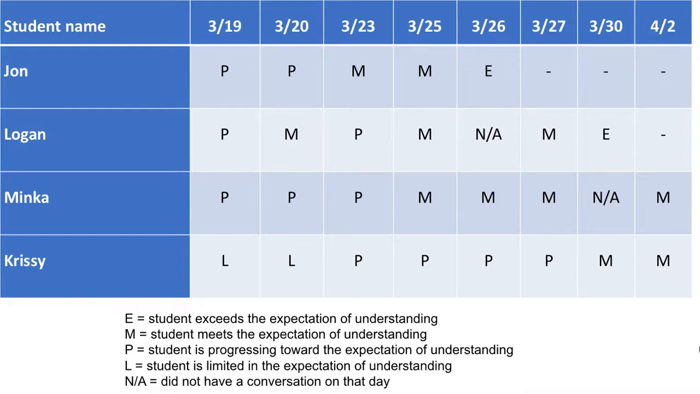And then the NA is just if you maybe didn't have a conversation or observe something that day, or a student might have been absent or something of that nature. But this is a graphic organizer for you to keep track of what you see in the classroom and where students are at, so you can properly assess them.